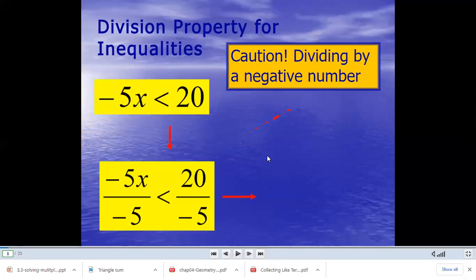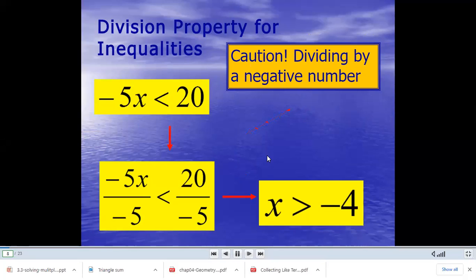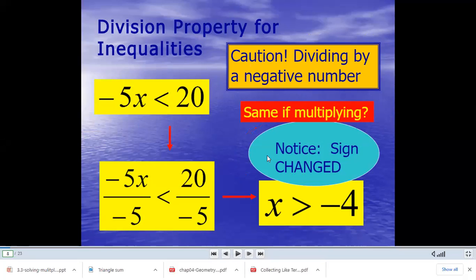Negative 5x less than 20. So what we have to do, we will divide both sides by negative 5. Then x, we are going to flip the sign. It was less than, it should be bigger than. Once we divide or multiply by a negative number, we have to flip the sign, and instead of less than, it will become more than.